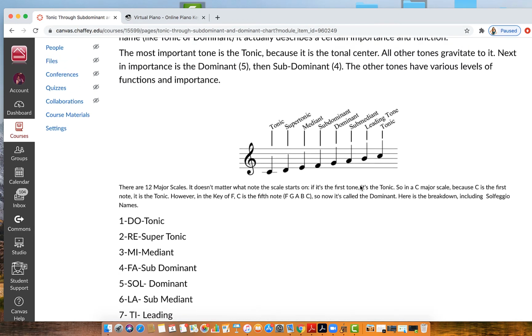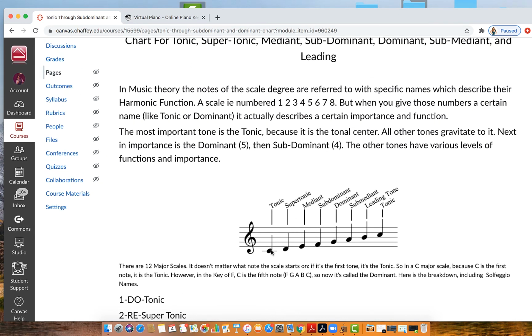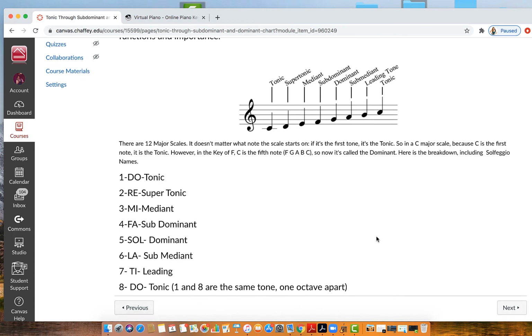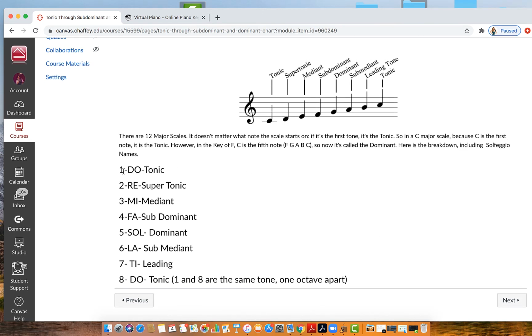Next to the tonic, the next one that has the most importance is the dominant. The dominant is the fifth one. 1, 2, 3, 4, 5. So here's 1, 5, and 1. So that's a pretty strong tone. And then the next strongest tone is the subdominant. And then these guys, these are of lesser importance.